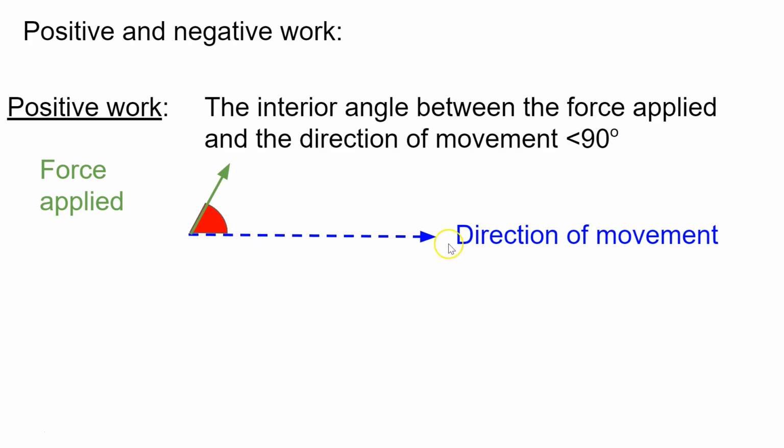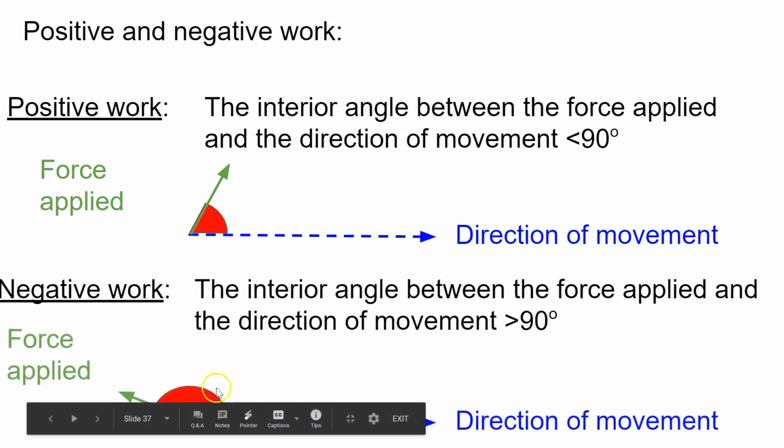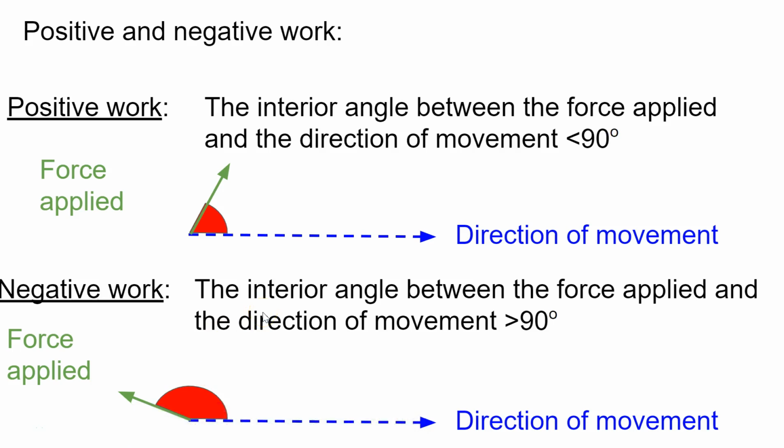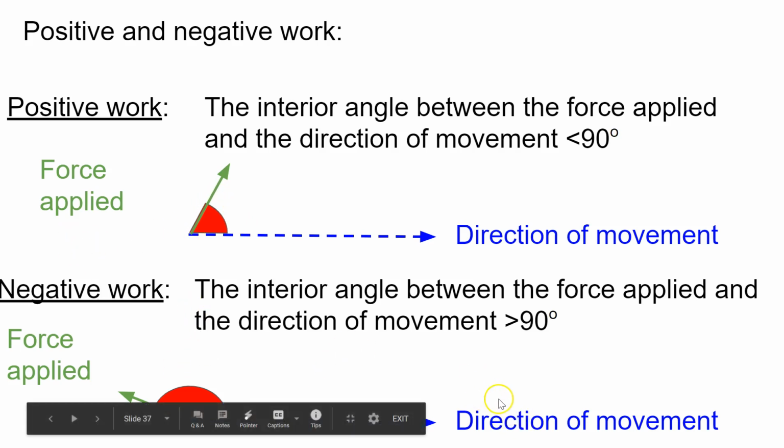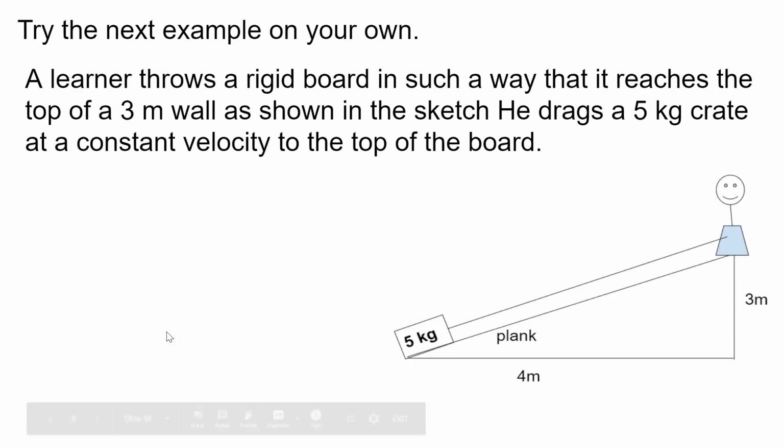Now if the smallest angle between the direction of motion and the force is less than 90 degrees, then the work done will be positive. But if that value is more than 90 degrees and less than 180, then the work done will be negative. So positive work tells me that the angle between the force and the direction in which the thing is moving is less than 90 degrees, and negative work tells me that the angle between the direction in which something moves and the force that is applied is more than 90 degrees.